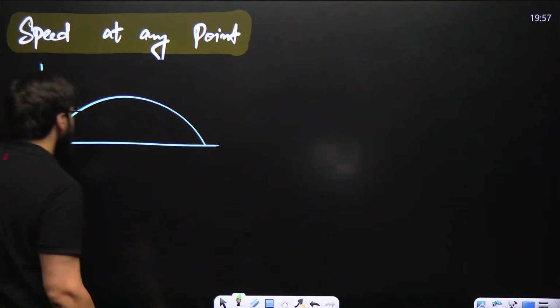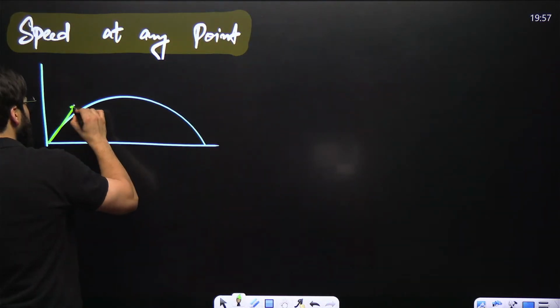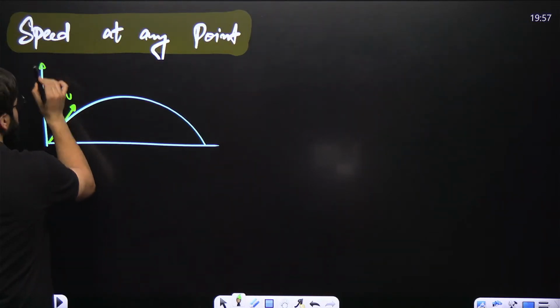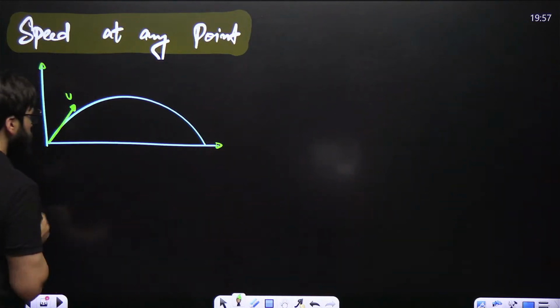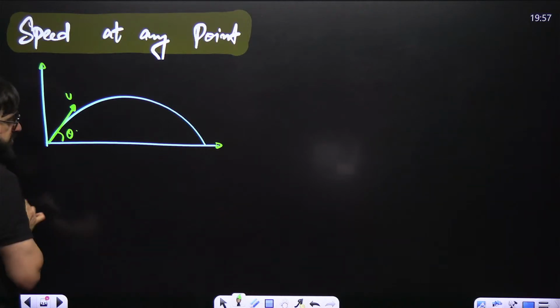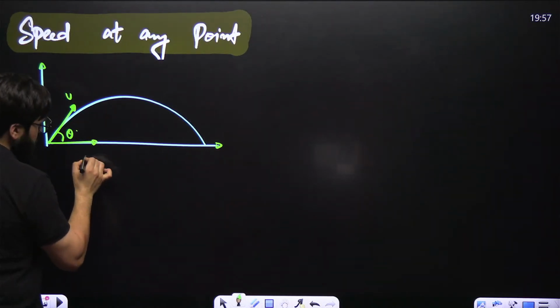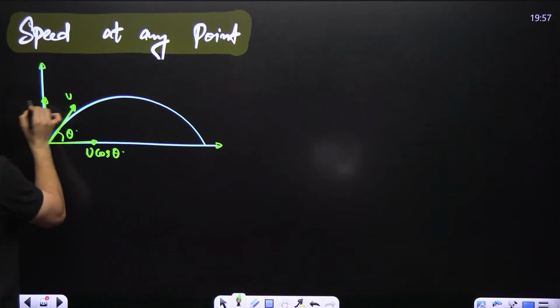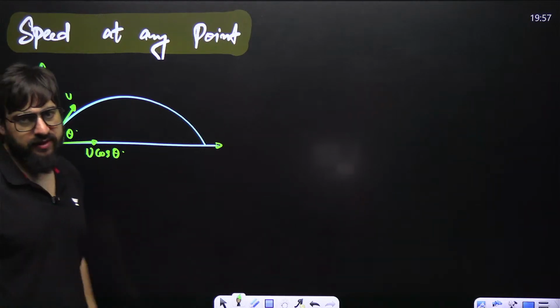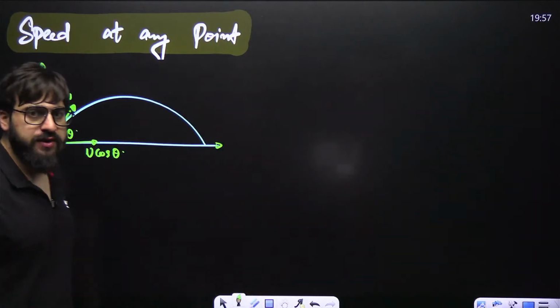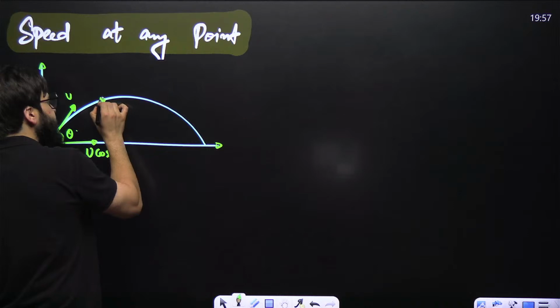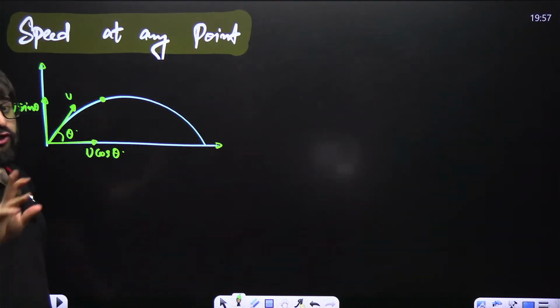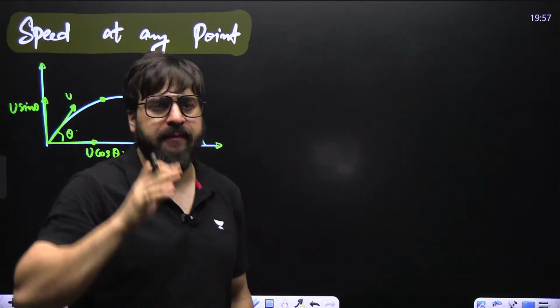Initially you have launched it with a velocity u, and this angle over here is theta. Can I say this component of velocity will be u cos theta, and this component of velocity will be u sin theta? Now guys, tell me one thing. Let's suppose when the particle reaches over here, this is not the topmost point, this is any general point I'm taking.